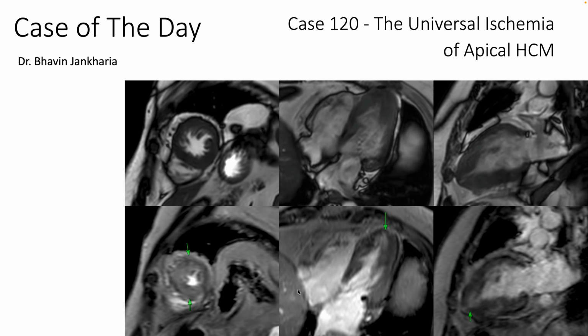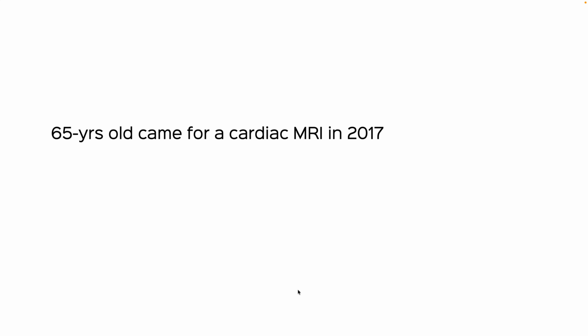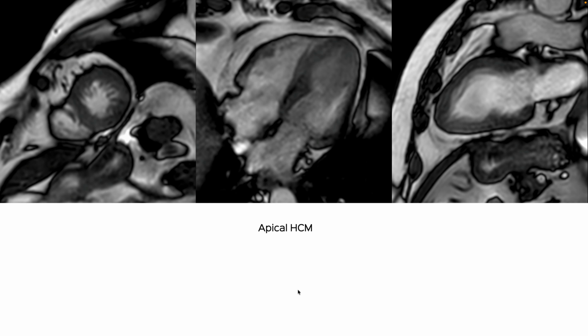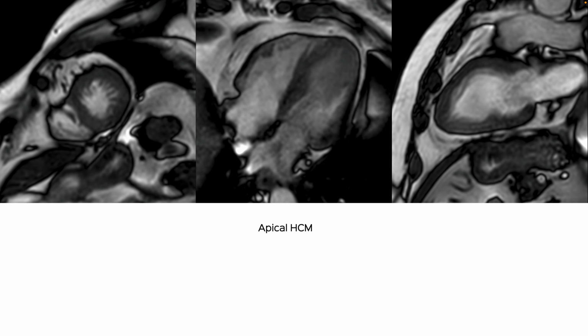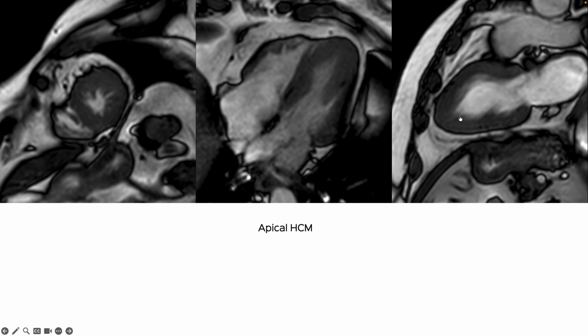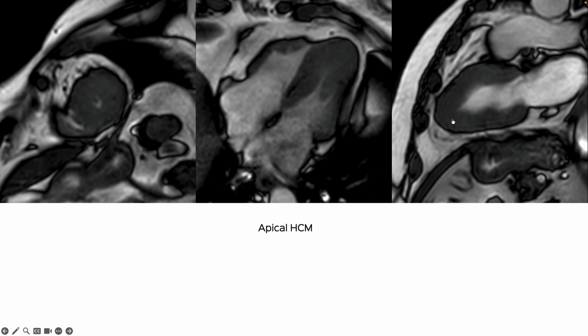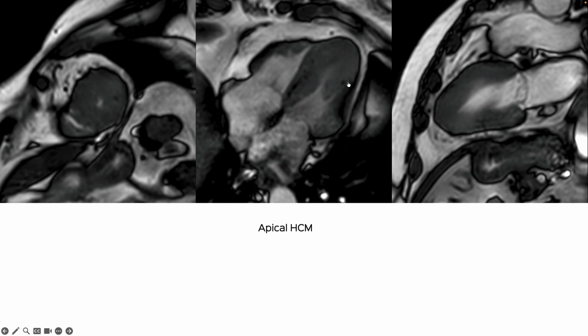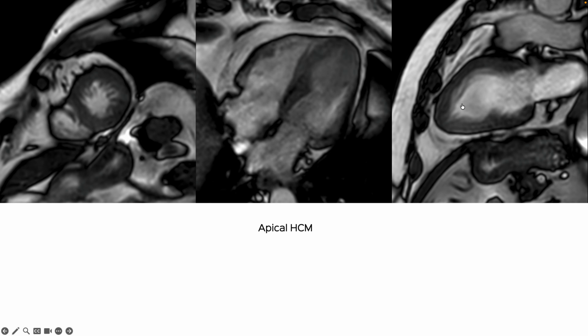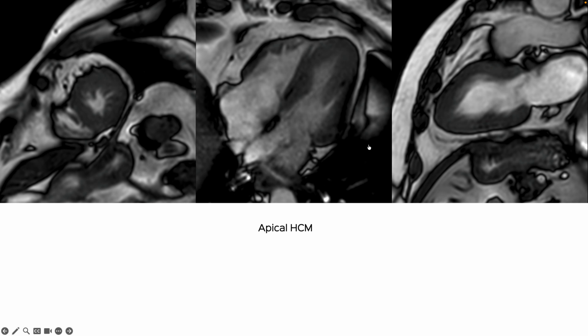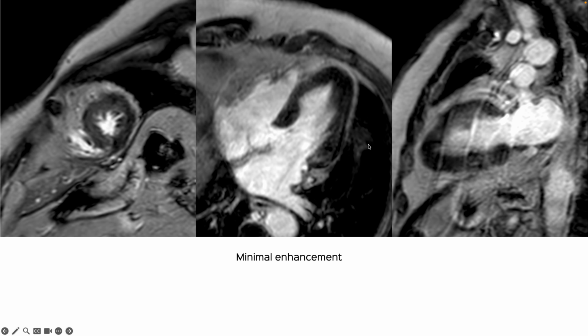But this is the 120th case, the universal ischemia of apical HCM. So the 65-year-old at the time came for a cardiac MR in 2017, and you can clearly see that there's systolic obliteration of the apex. There's apical displacement of the papillary muscle. There's an ace of spades appearance. This is classic apical HCM. Minimal enhancement at the time.